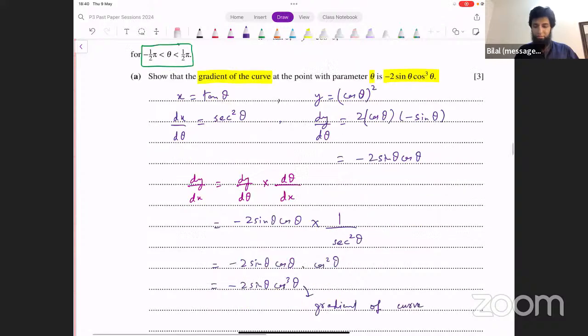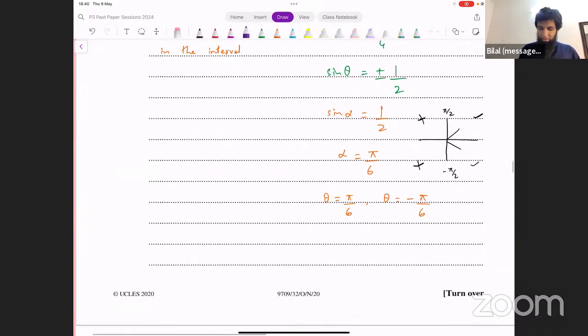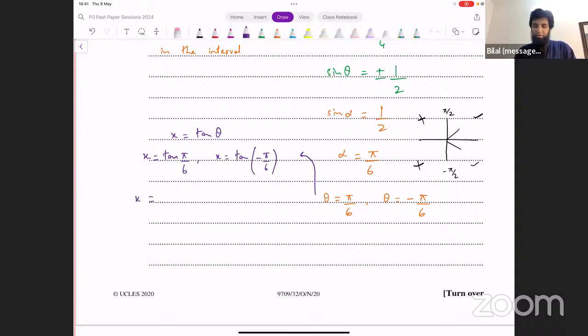Okay, x is tan theta. Let's put these values in tan theta. X equals tan theta. We want to find the x coordinate, right? Let's put the positive value and the negative value, x equals tan of minus pi over 6. Tan of pi over 6, what does that give us? Tan of pi over 6 is giving me root 3 over 3.